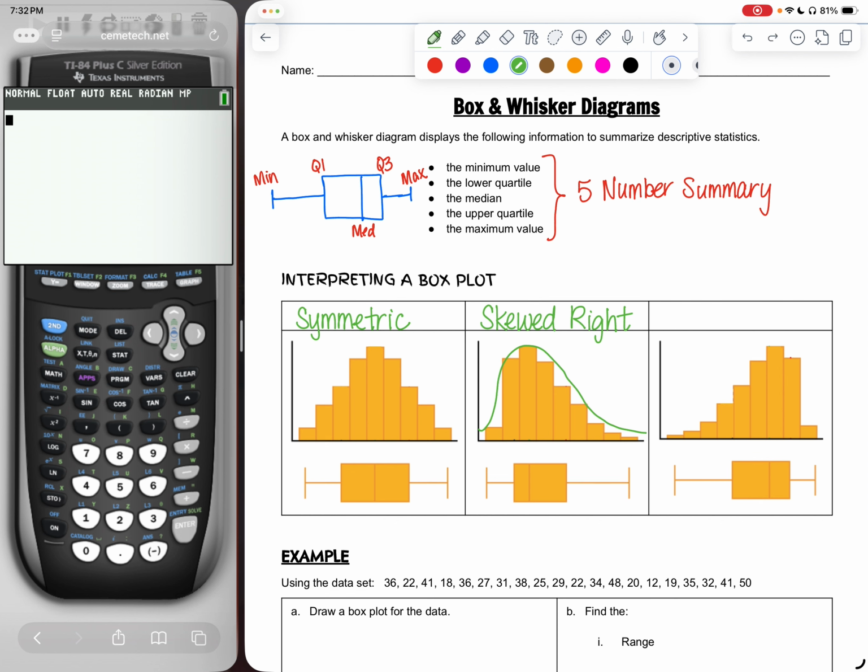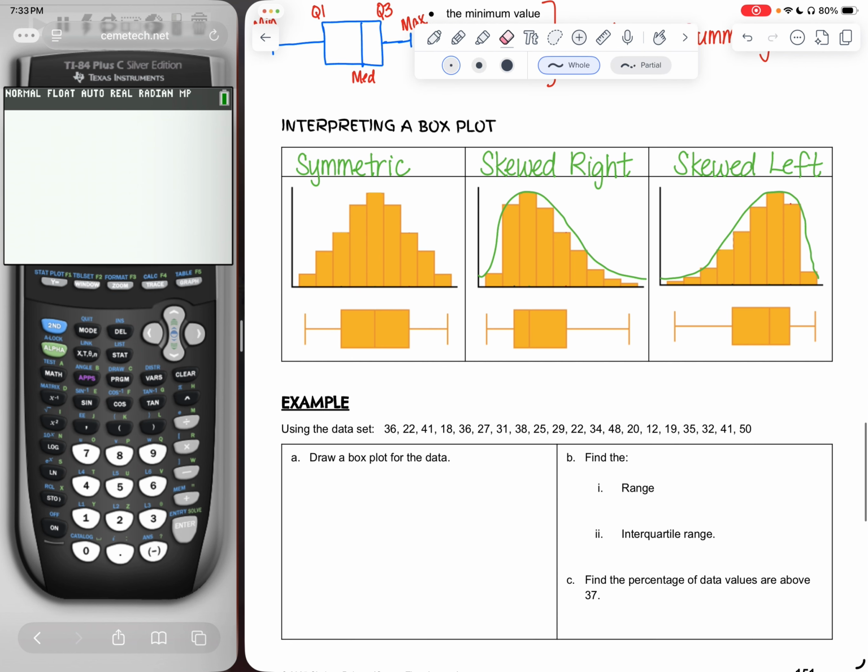If we look at the third histogram and box and whisker plot, if we trace this out, we can tell that this is skewed left because you have less data on the left hand side of the graph, meaning it is skinny on that side. If we look at the box and whisker plot below it, the left whisker is longer than the right whisker. So these are just showing you how we determine the shapes.